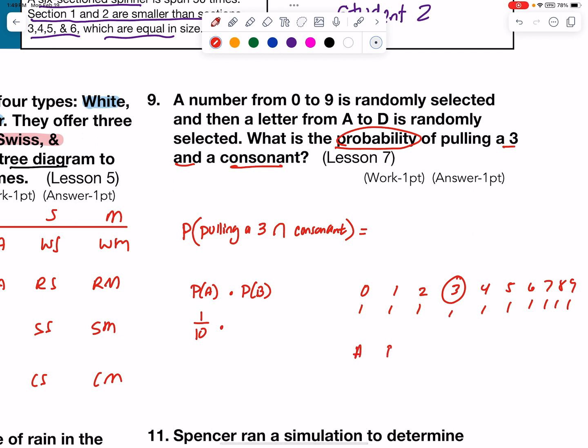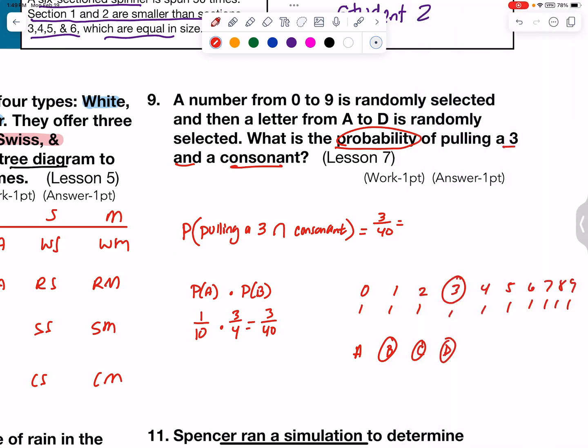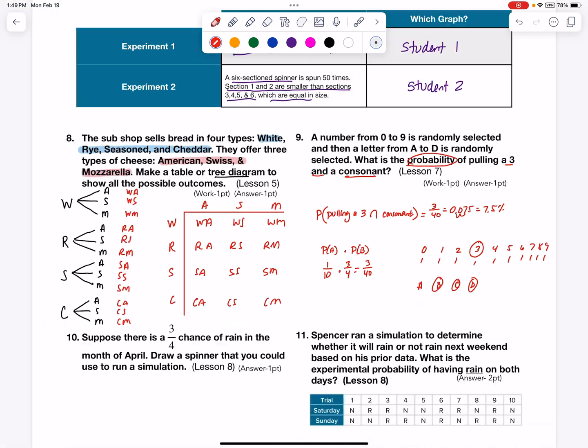And then what's the probability of getting a consonant? So we have A, B, C, D, and the consonants are 1, 2, and 3. So 3 out of 4 chance. Okay, and so if I multiply that straight across, we have a 3/40 chance. So 3 out of 40. And then 3 divided by 40 as a decimal is 0.075. And swoop, swoop, that's a 7.5% chance of happening. Okay, so not very good chance. All right, so that's the work and the answer that you need to have for that one.